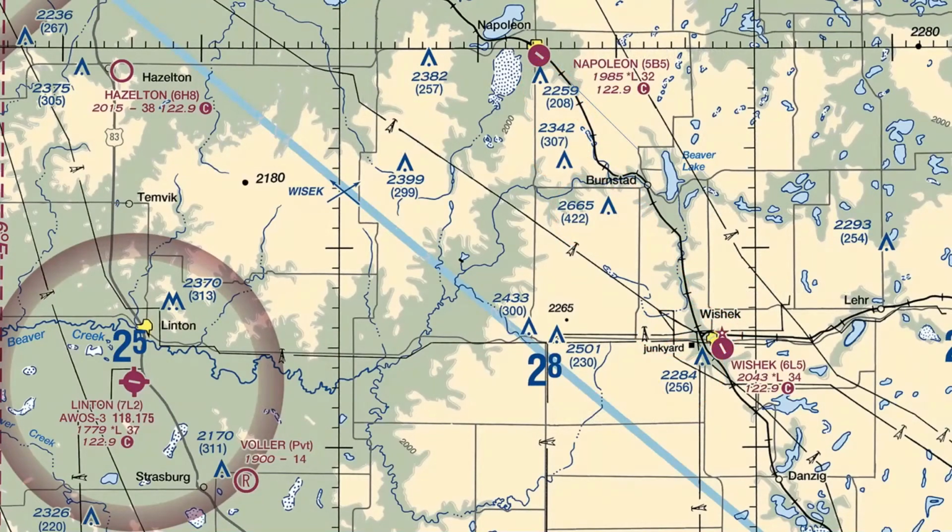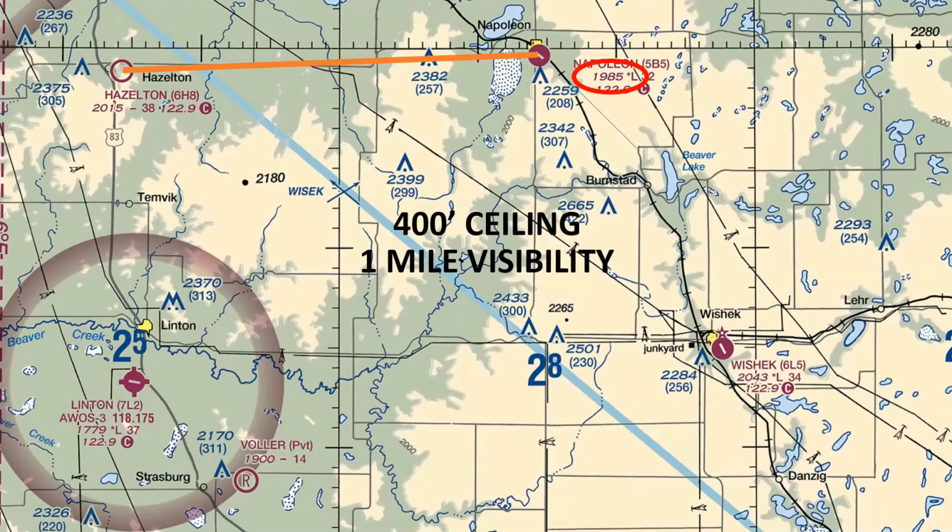So let's look at another cross country in the same area. This time I'm a farmer from Hazleton, over having coffee with a buddy in Napoleon, and I flew over there to do it. So the weather starts going down, I'm in Napoleon, and I want to get home to Hazleton. Once again, Napoleon's at 1,985 feet. We're going to assume that 400-foot ceiling and 1 mile visibility.